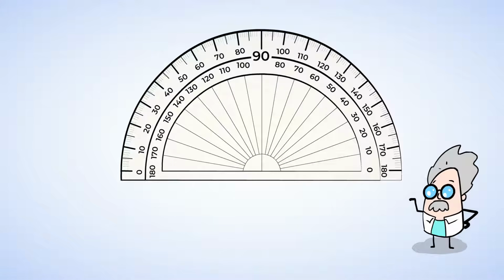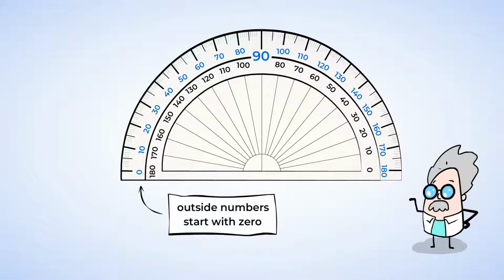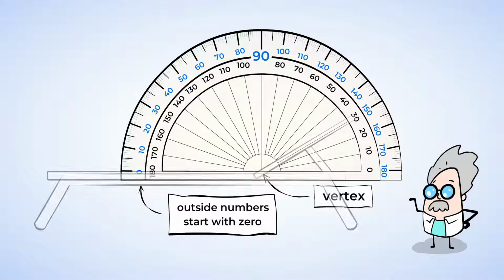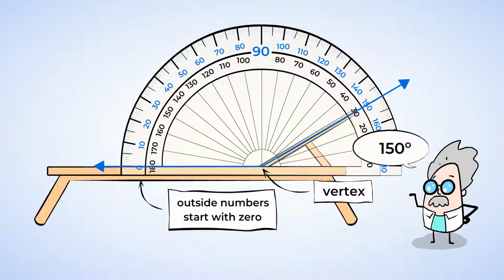Look at how the numbers start at 0 going around the arc to 180. To use a protractor, you place one ray along the bottom. Make sure the vertex is located in the middle. Starting from your first ray, follow the set of numbers starting with 0. And now look at what number the second ray goes through. This chair has an angle measure of 150 degrees.